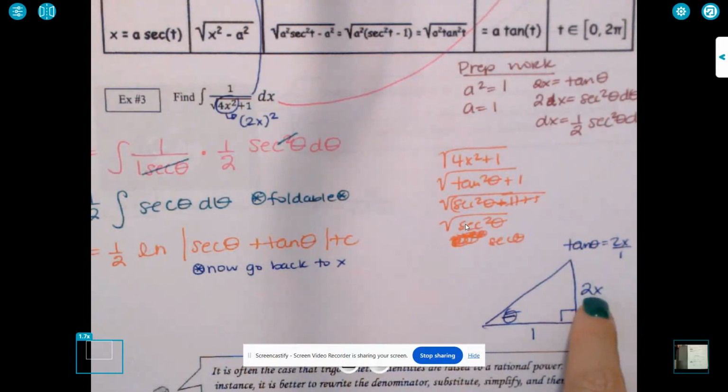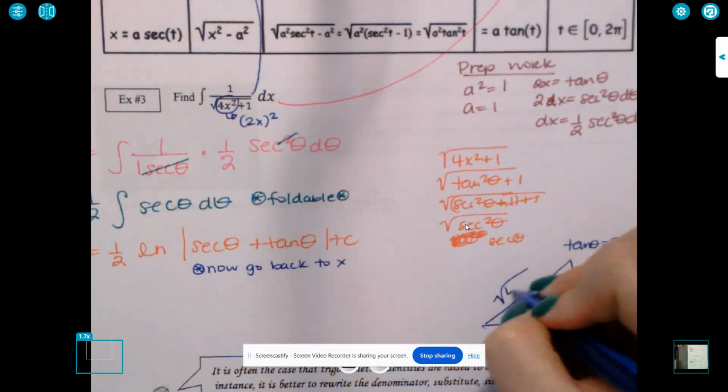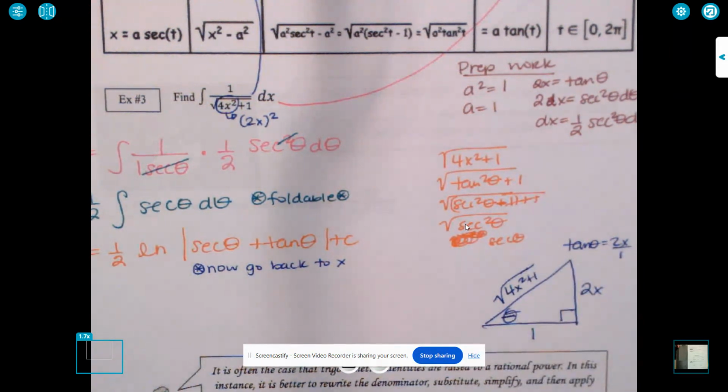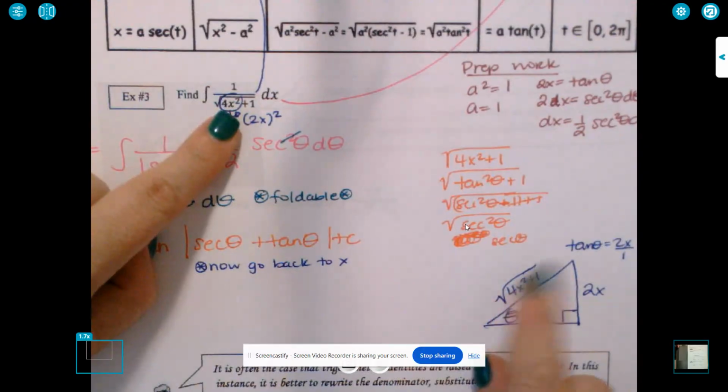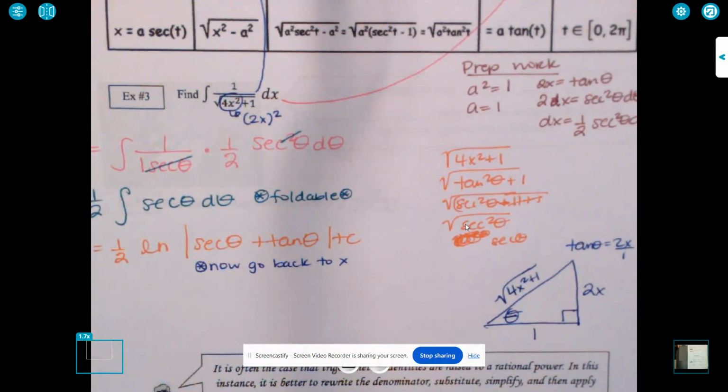So square this, that's going to give you 4x squared. Square this is going to give you 1. Add them together. So this side is going to be the square root of 4x squared plus 1. And you're going to notice these are going to be the same. That's like the whole point, whatever you're looking for being equivalent.